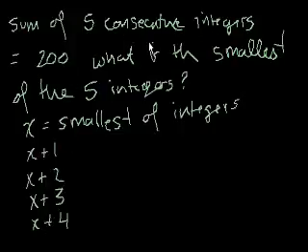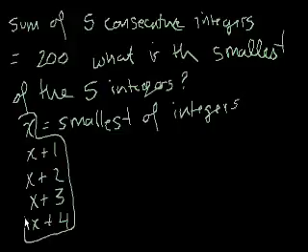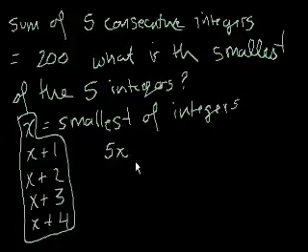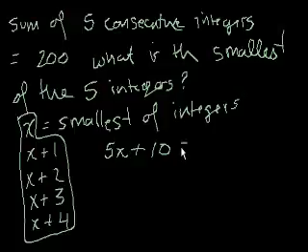And we know that the sum of these 5 consecutive integers is 200. Well, what is the sum of these 5 expressions? We have 5 x's: 1, 2, 3, 4, 5. So x plus x plus x plus x plus x is just 5x. And then plus 1 plus 2 is 3, 3 plus 3 is 6, 6 plus 4 is 10. So the sum of these 5 integers is going to be 5x plus 10. All I did is add up the x's and then add up the constants. And we know that that is going to equal 200.